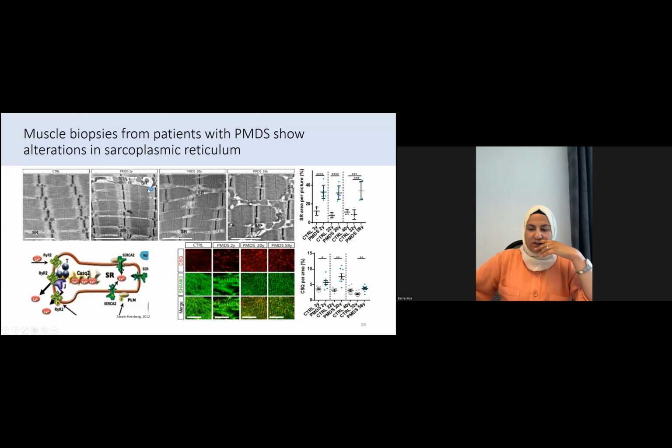And we demonstrated that SHANK3 mutation affects the calsequestrin polymerization and leads to an enlargement of the sarcoplasmic reticulum and calsequestrin accumulation, hinting at molecular changes in the calcium storage and release system in the muscle cells.